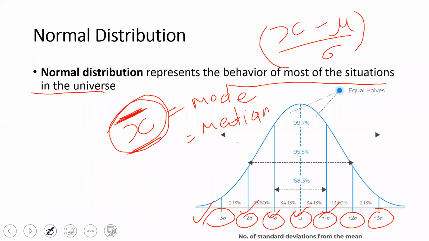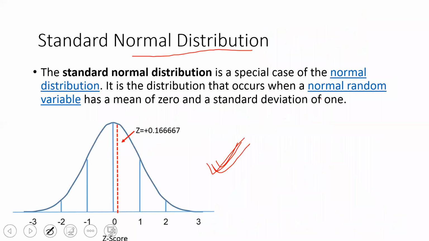In the standard normal distribution, between mu minus 1 sigma to mu plus 1 sigma, we have 68% of the data. Between mu minus 2 sigma to mu plus 2 sigma, we have 95% of the data, and between minus 3 sigma to plus 3 sigma, we have 99.7% of the data. This is one of the properties that will be useful for you.